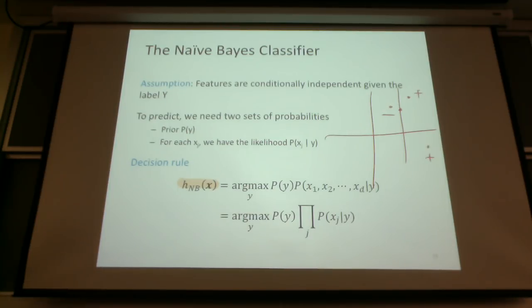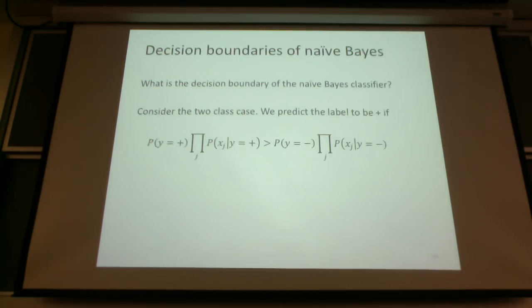One interesting question is, what is the decision boundary between the pluses and the minuses according to this particular decision rule? And in order to derive that, we could ask, when does this particular classifier assign a label plus to an example? So let me write down the thing. The label is plus if the probability of plus given x is greater than the probability of minus given x.